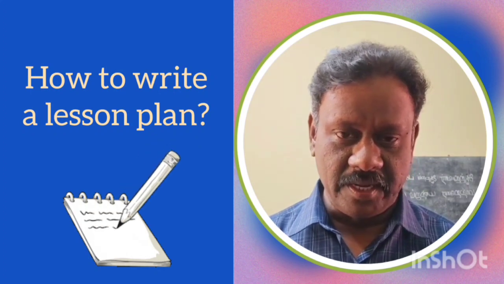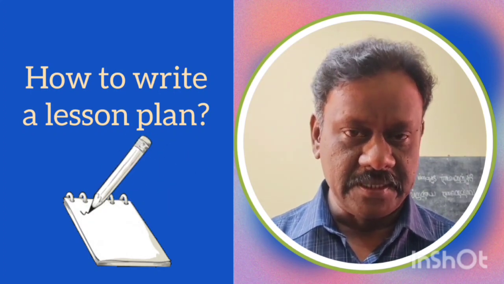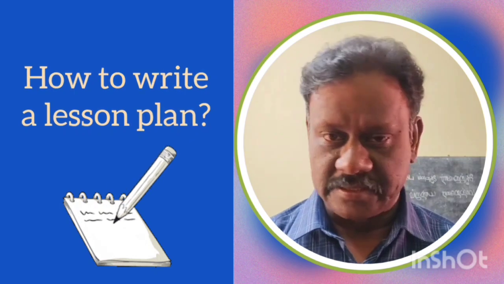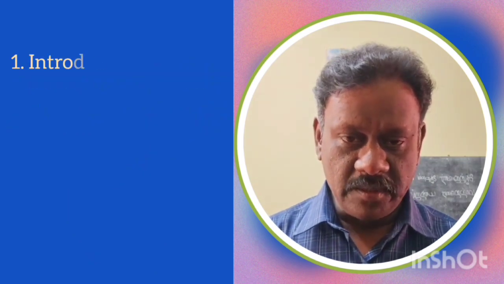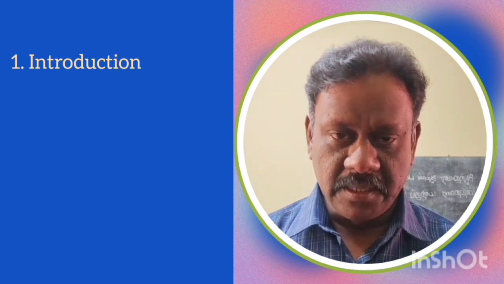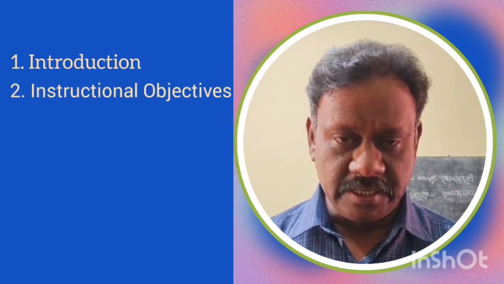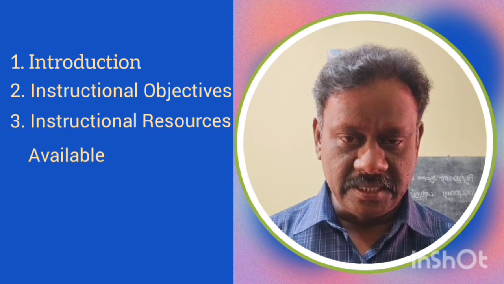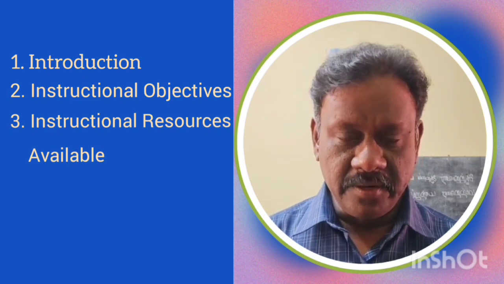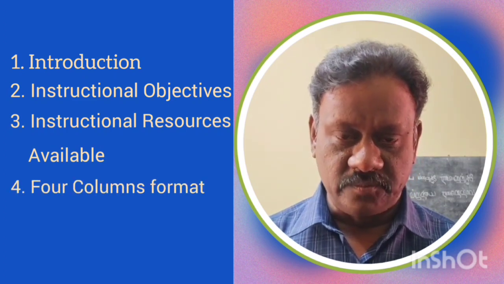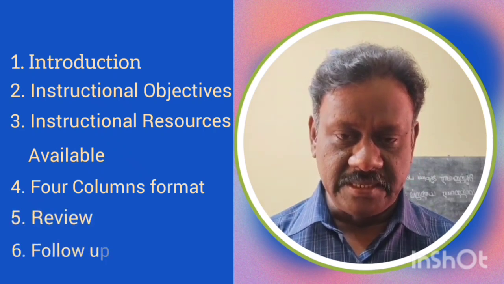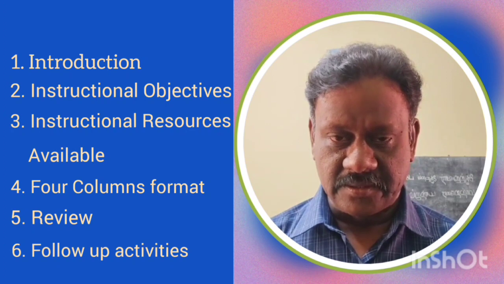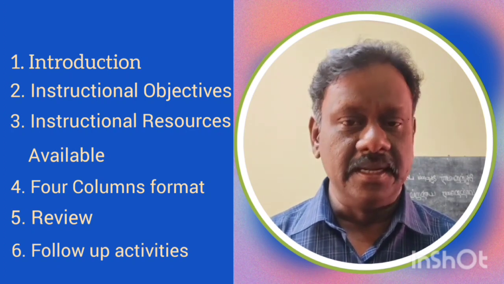In this video, I am going to give a detailed explanation of how to write a beautiful lesson plan. The lesson plan has 6 parts. Number 1 is the introduction part. Number 2 is instructional objectives. Number 3 is instructional resources available. Number 4 is the 4-column format. Number 5 is review, and number 6 is follow-up activities. So these are all the 6 parts in a lesson plan.